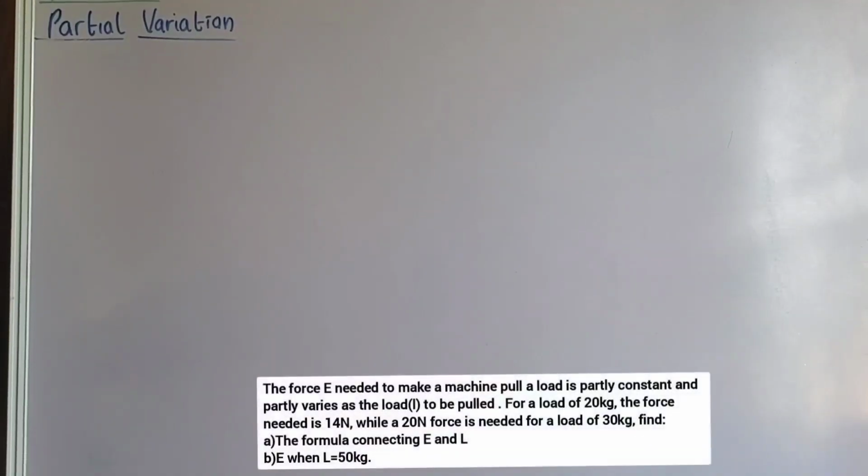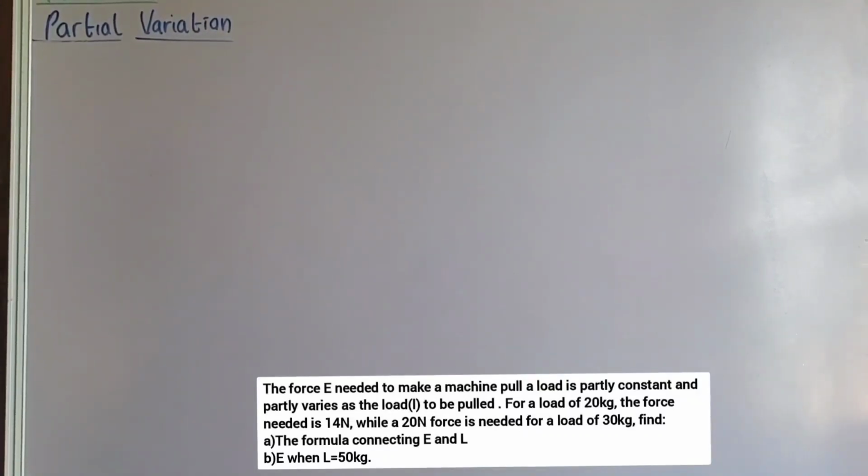Let's consider this question on variation. The force F needed to make a machine pull a load is partly constant and partly varies as the load L to be pulled. For a load of 20 kg, the force needed is 14 Newton, while a 20 Newton force is needed for a load of 30 kg. Find A, the formula connecting F and L, B, F when L is 50 kg.